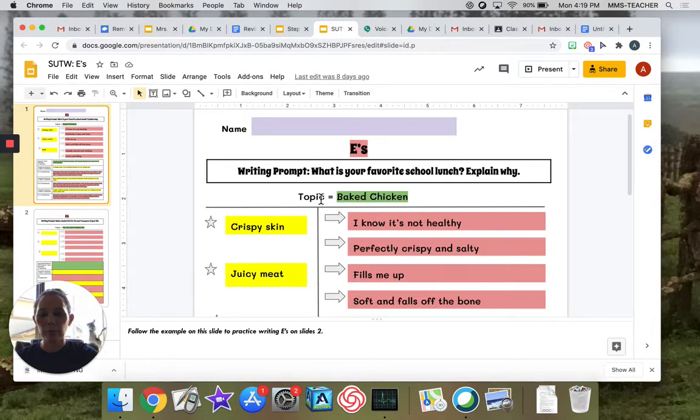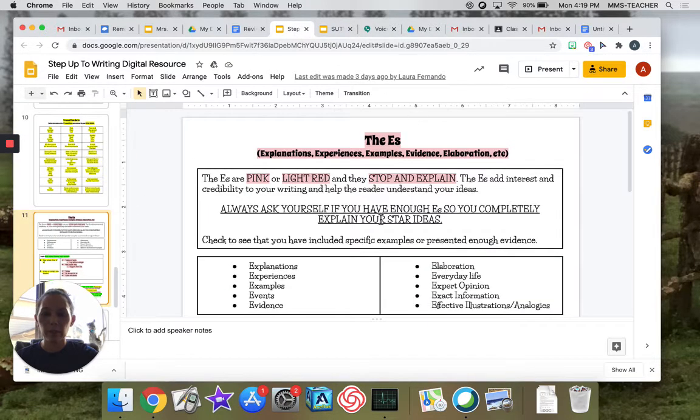So in the resource notebook, let me see. Nope, wrong one. This one. In our resource notebook, and you have the same thing in your composition book. So you should be looking at your composition book as well as this slide, and you're going to highlight exactly what I have highlighted on this screen here. So we're going to take a look at the E's, and we color them either pink or light red. And the E's actually stand for explanations, experiences, examples, evidence, and elaboration.